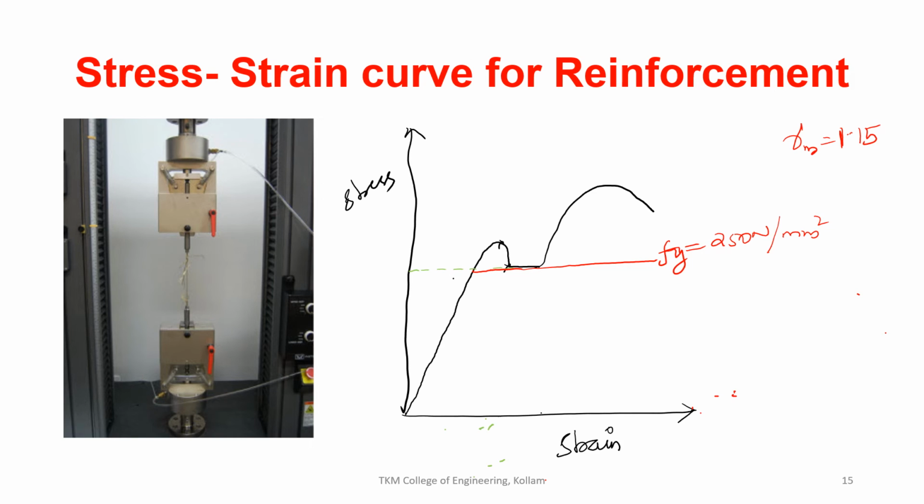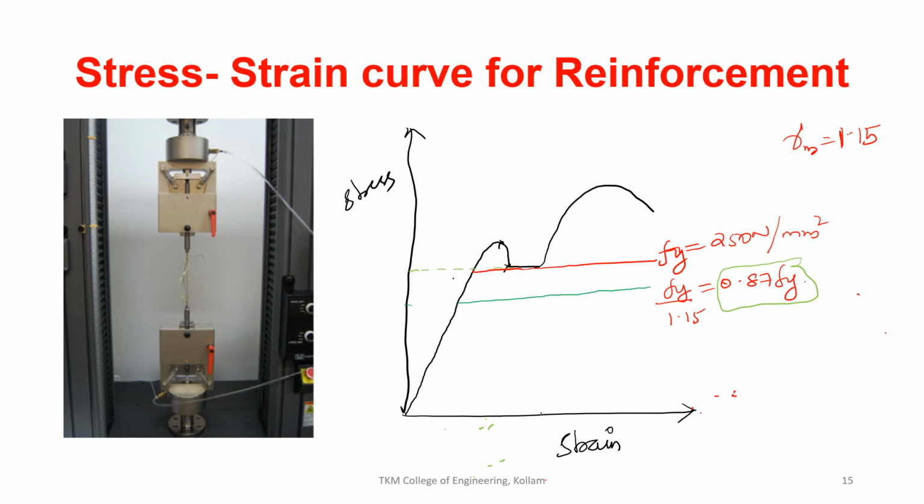So we get Fy divided by 1.15, that is, 0.87 Fy. That is the stress corresponding to your design yield stress for your reinforcement. So if I plot that over here, you will get this value as 0.87 Fy. It will be somewhere here, it will go like this, and you will get this value as 0.87 Fy.